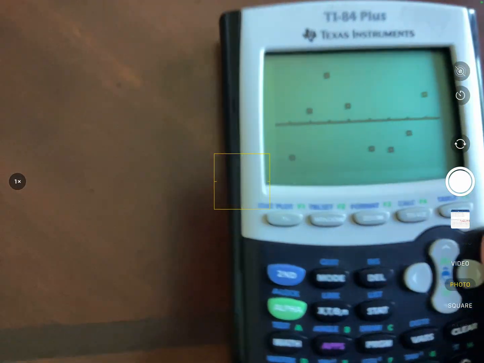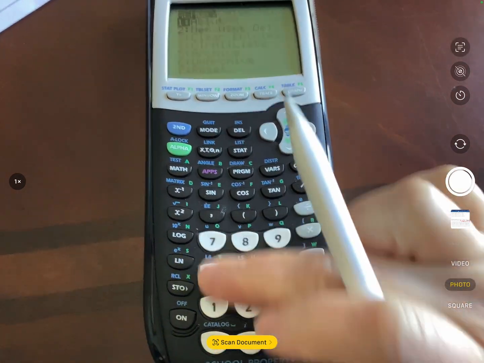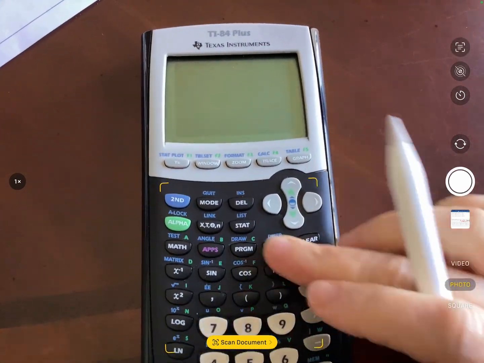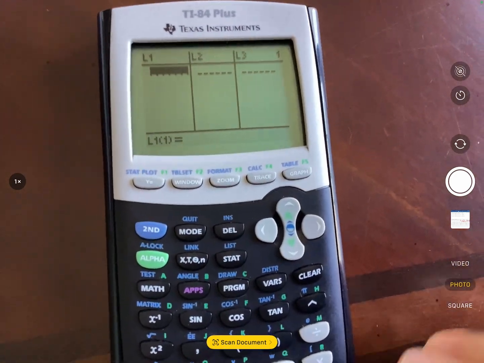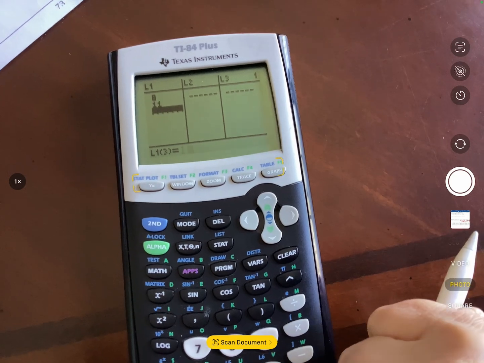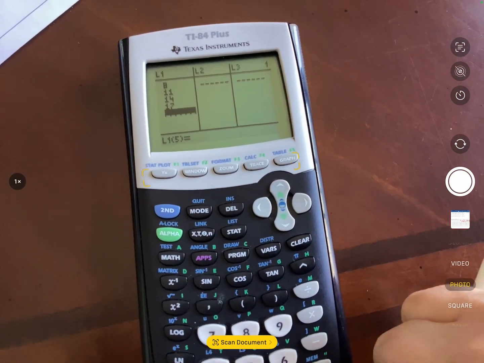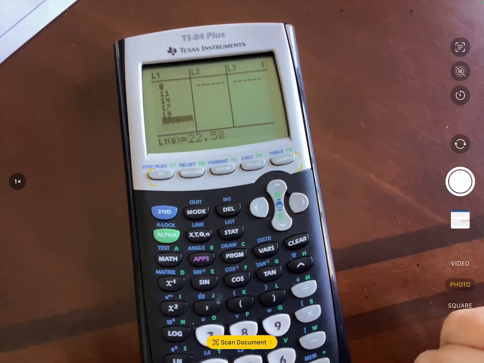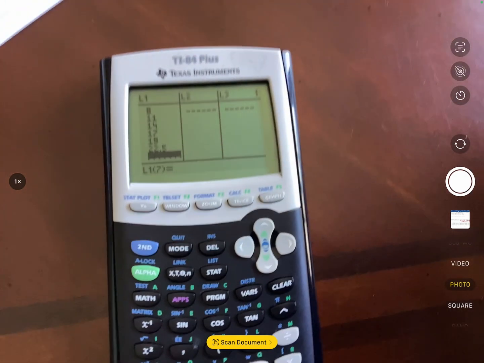All right, so first, clear the memory. Second, plus sign 7, 1, 2. All right, so then, oops, stat, edit. All right, 8, 11. Okay, so 8, 11, 14, 17, 19, and 22.5. I'm trying to make sure I'm showing you guys what I'm doing.